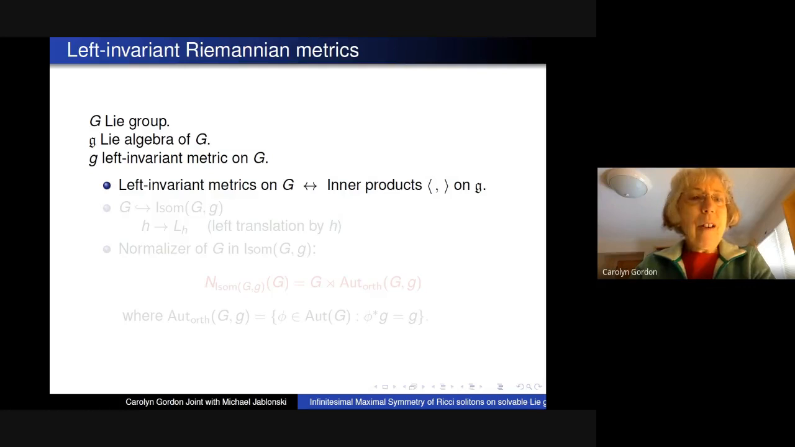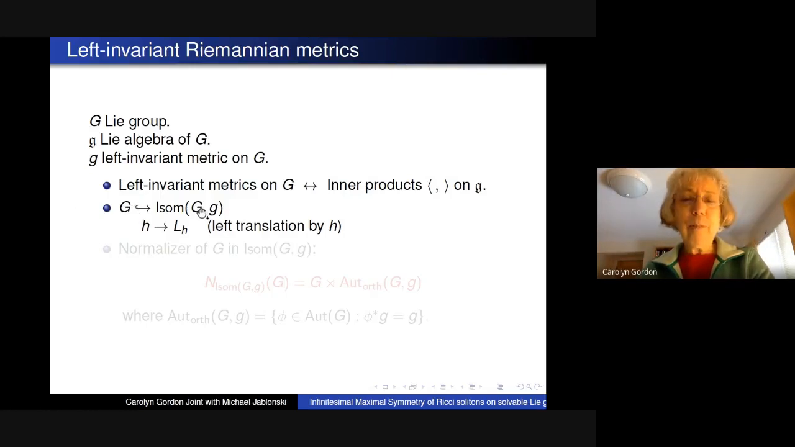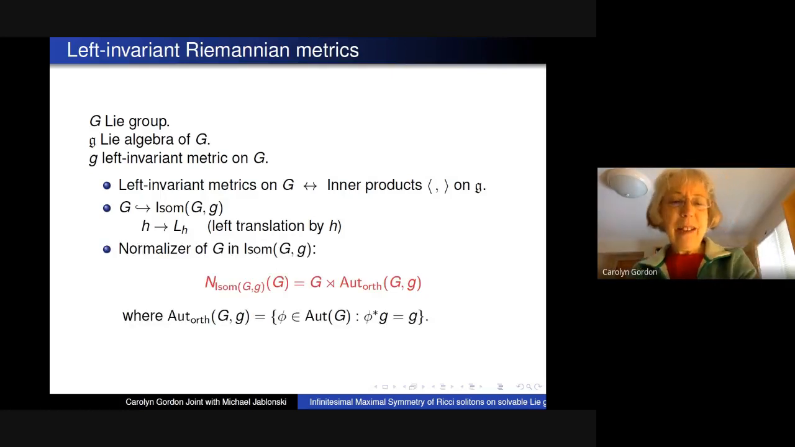Just a brief reminder: if you have a Lie group, we'll always denote by the corresponding Fraktur letter the Lie algebra. Left invariant metrics on the Lie group just correspond to inner products on the Lie algebra. And of course, we have an inclusion of the Lie group in the isometry group of the metric, since G is acting isometrically on itself by left translations. And the normalizer of G in the isometry group just consists of G together with those automorphisms that preserve the metric. I'll call that O sub orth, for orthogonal. In other words, their action on the Lie algebra preserves the inner product.